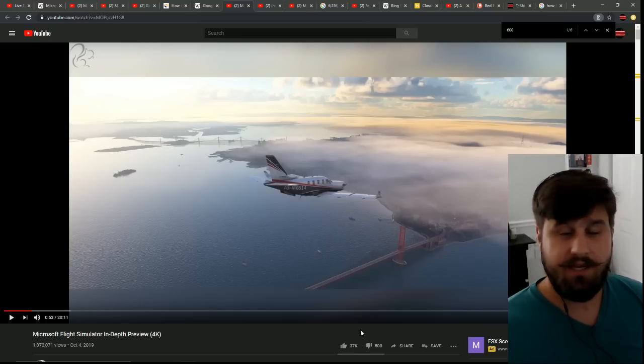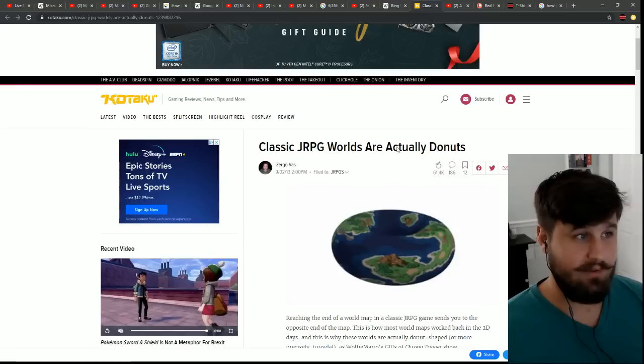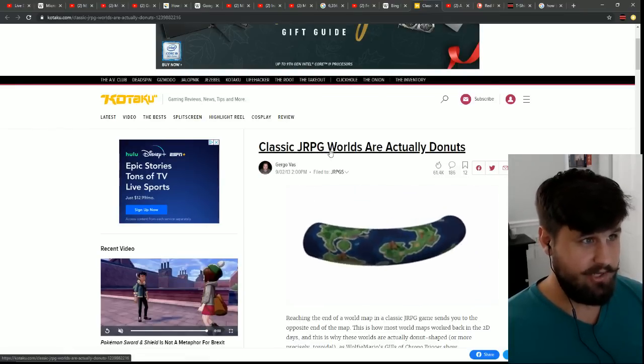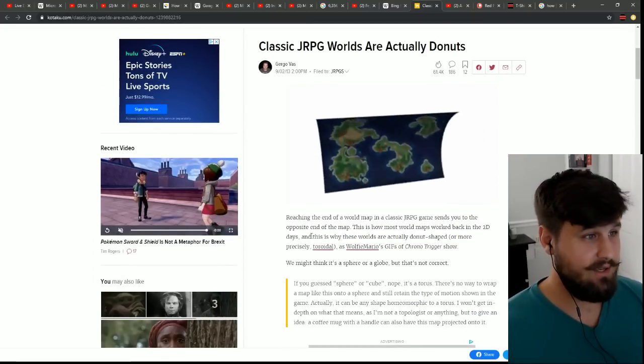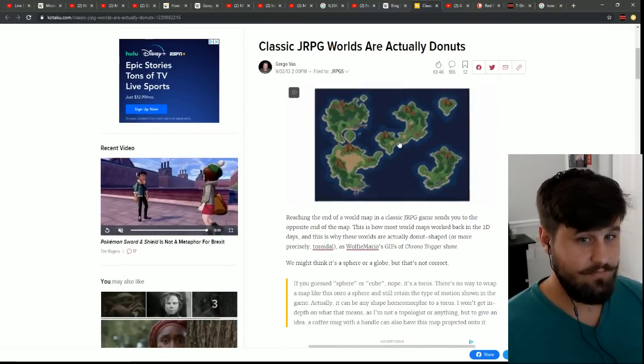If you guys find any interesting information about how this game is programmed, flat, sphere, something else. I mean, for example, apparently some video games are made on donuts. Classic JRPG worlds are actually donuts. And apparently some video games are programmed on a toroidal shape. As you can see here.